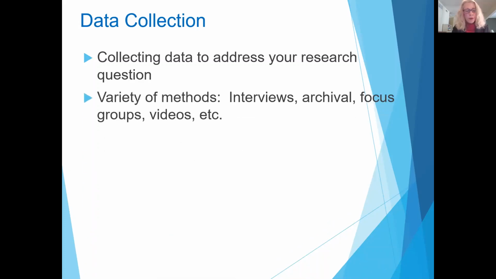One way to build rigor in is to triangulate methods or use multiple sources to collect your data. For example, interviews, archival data, possibly focus groups, and so forth.